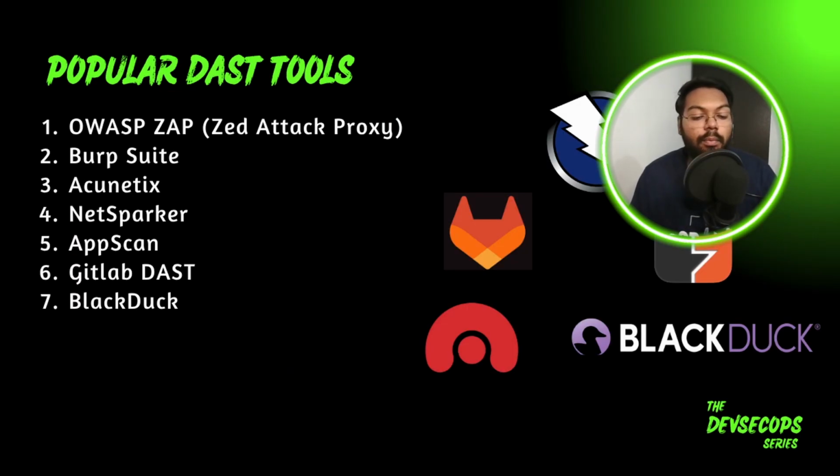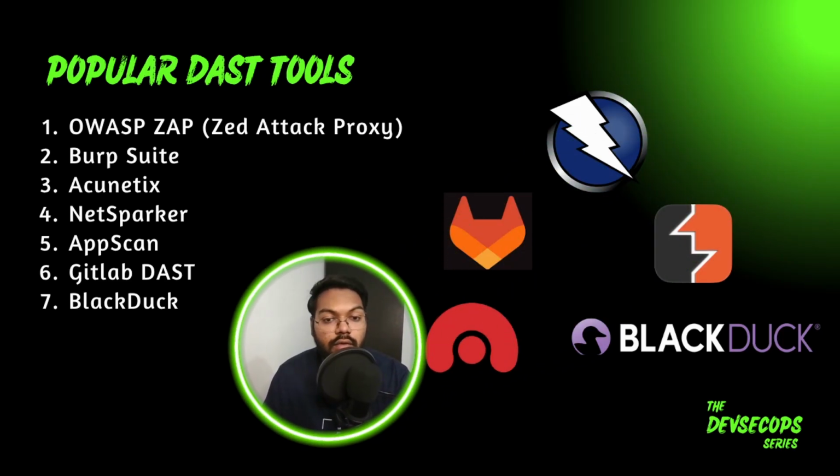Next are the different popular DAST tools that are used in organizations worldwide. Here you can see OWASP ZAP is one, Burp Suite is another. We will learn how we can attack an application using ZAP and how to remediate the findings. If time allows, we will also see Burp Suite. Acunetix, Netsparker, AppScan, GitLab DAST, and Black Duck are different vendors you can see all over the world, which are providing these DAST capabilities.